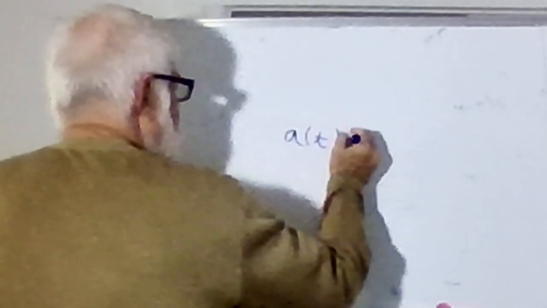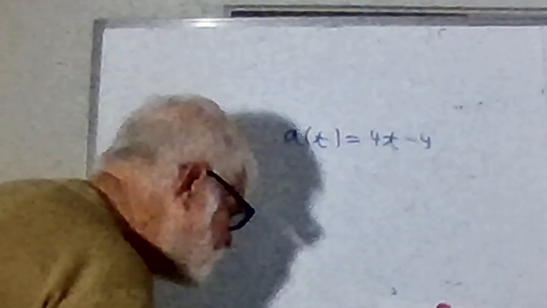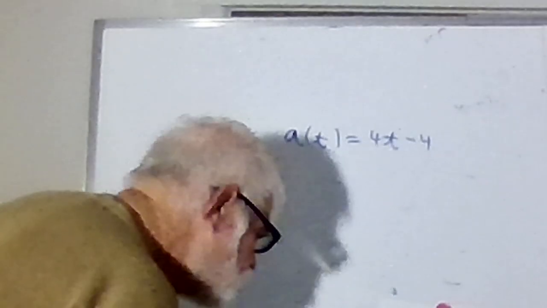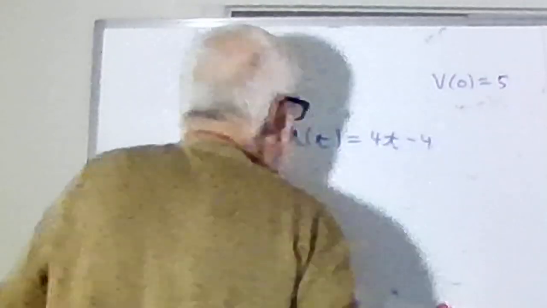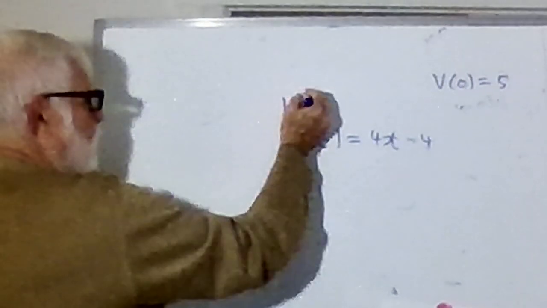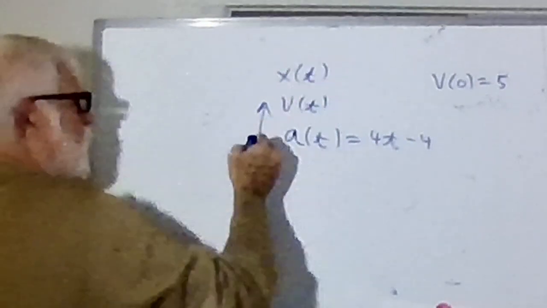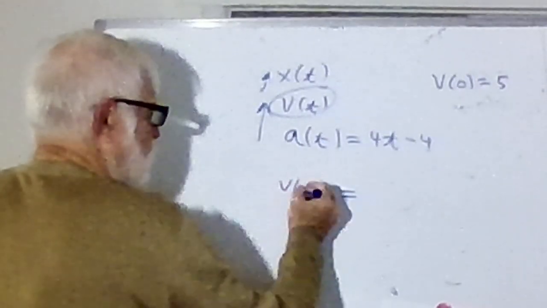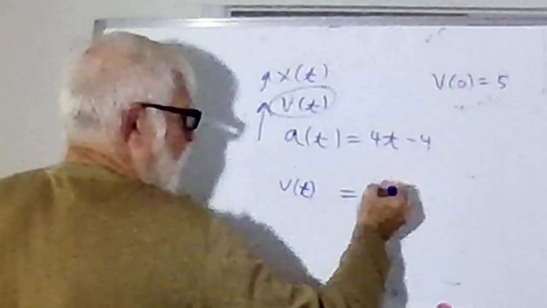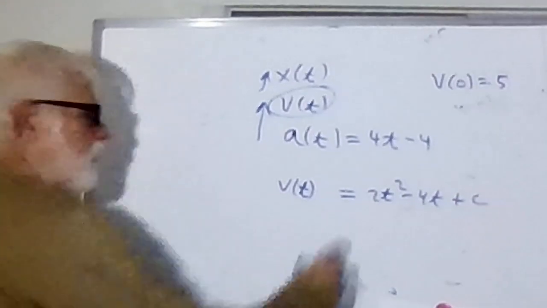So a of t equals 4t minus 4. So we got a little acceleration with respect to time and an initial condition of v of 0 equals 5. So it's just a differential equation here. We're going to find v of t through integration, and x of t we'd integrate again if we wanted position, but we're after velocity. So v of t becomes 1 divided by 2 t squared minus 4t plus c. Very quick and easy. Throw a 0 in, you get a 5.